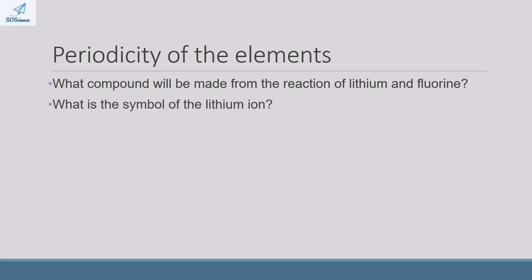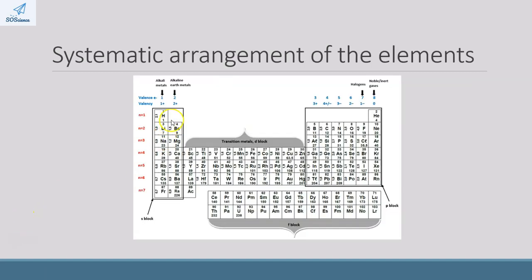Well, the lithium ion, if we look at where lithium exists, it is in group 1. So all I have to do is go to my periodic table and I can figure out that the ion that lithium makes is simply Li+. Now, fluorine is in group 17. So what ion does fluorine make? It makes F-.